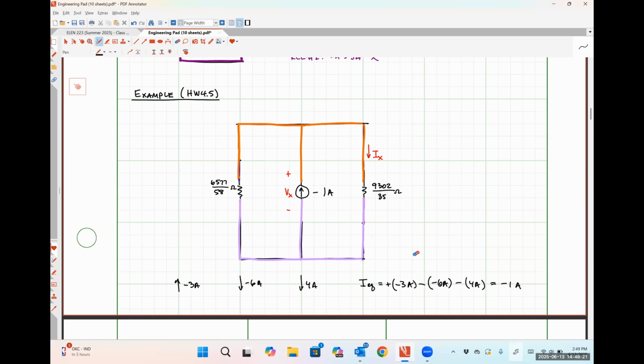So from here, how might I go about solving for either Vx or Ix? Actually, I'll tell you from the jump, it's a little bit easier to solve for Vx first, at least in my opinion. So how could I solve for that voltage Vx based on this simplified circuit?